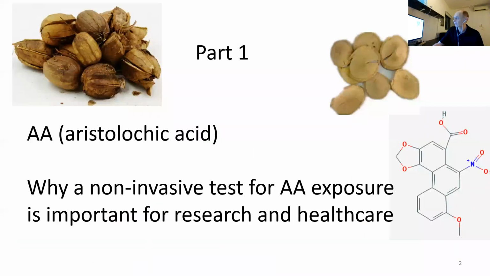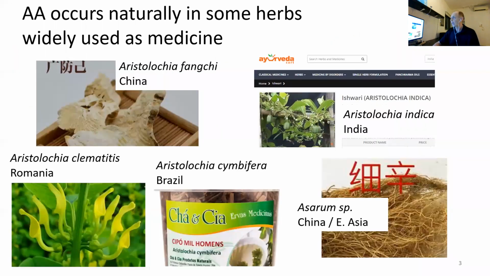And I'll talk about why a non-invasive test for AA exposure is important for research and for healthcare. Okay, so AA occurs naturally in some herbs that are widely used as medicine. So we have herbs that are used in China and East Asia, Europe, Brazil, and India. These are all plants that contain naturally occurring ursodeoxycholic acid.